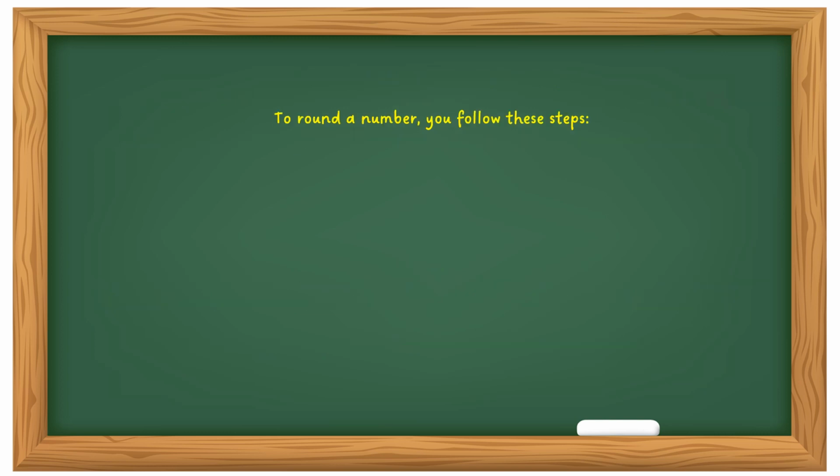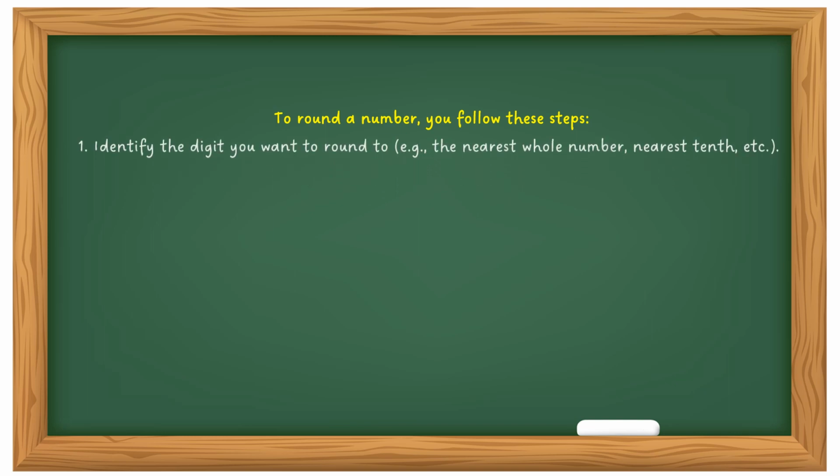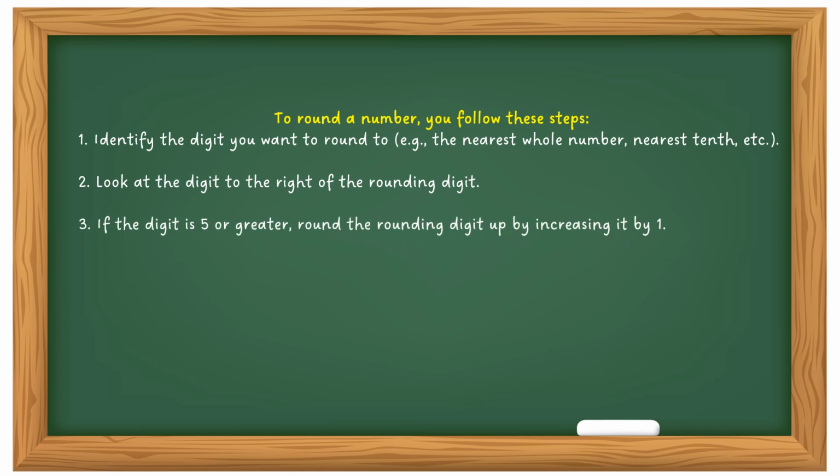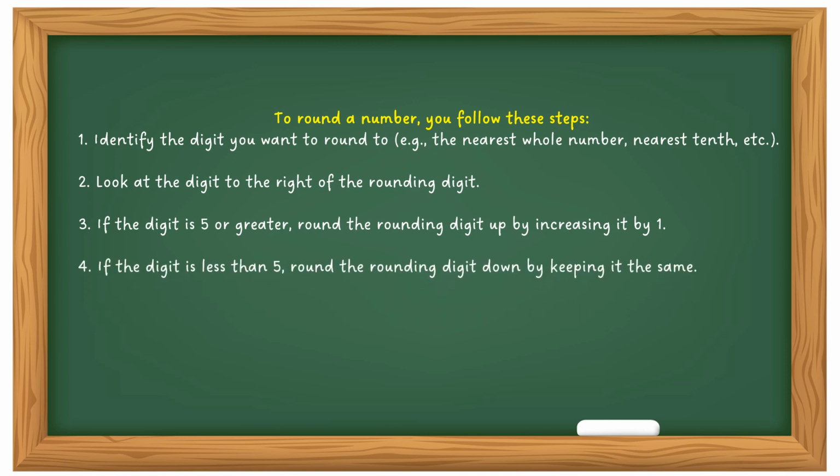Now to round a number, it's fairly simple. You identify the digit you want to round to, the nearest whole number, the nearest tenth, etc. You look at the digit to the right of the rounding digit. If the digit is 5 or greater, then the rounding digit is increased by 1. But if the digit is less than 5, then the rounding digit stays the same. And then you change all the digits to the right of the rounding digit to 0.